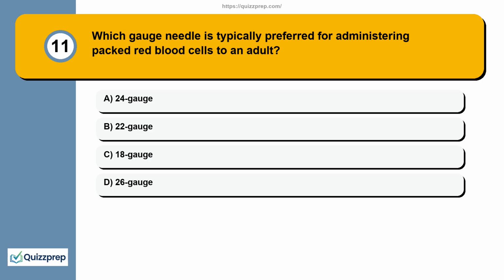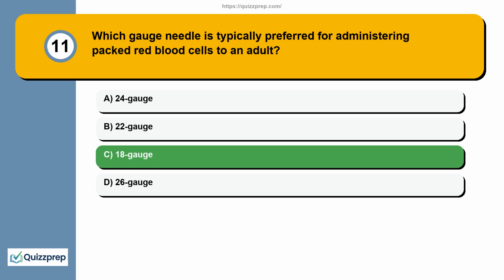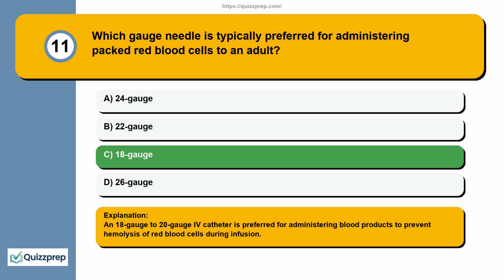Question 11. Which gauge needle is typically preferred for administering packed red blood cells to an adult? Here are your options. Option A. 24 gauge. Option B. 22 gauge. Option C. 18 gauge. Option D. 26 gauge. The correct answer is option C. 18 gauge. Explanation. An 18 gauge to 20 gauge catheter is preferred for administering blood products to prevent hemolysis of red blood cells during infusion.